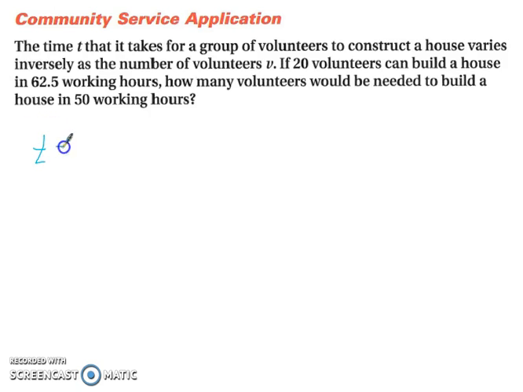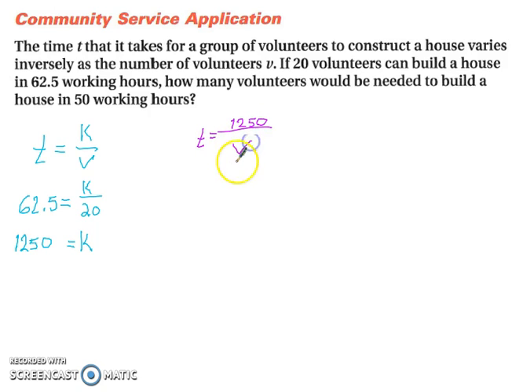So we have t equals our constant divided by our volunteers. So our time is 62.5 equals our k divided by 20, because it's 62.5 hours for 20 volunteers. And when we solve for k, we end up with 1,250. Stick that back in. So now we have t equals 1,250 divided by our volunteers.